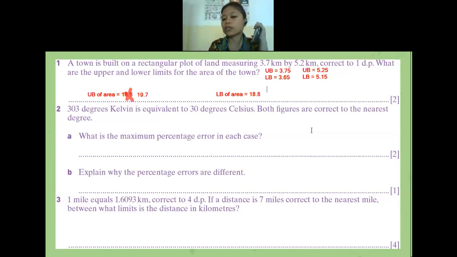Area. What is the formula of area for the rectangle? Area of a rectangle is length times width. Because this is multiplication, I need to check the notes from last Wednesday. If it is the upper bound of multiplication, it will be upper bound times upper bound. And then for the lower bound of area, it will be lower bound times lower bound, and so on. Is there anyone having difficulties?